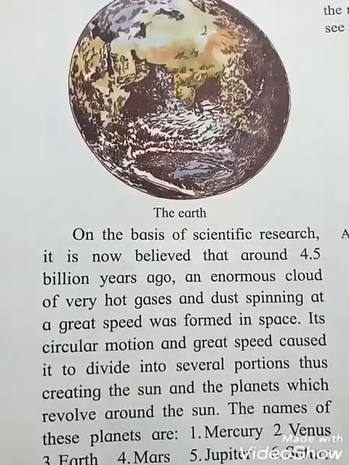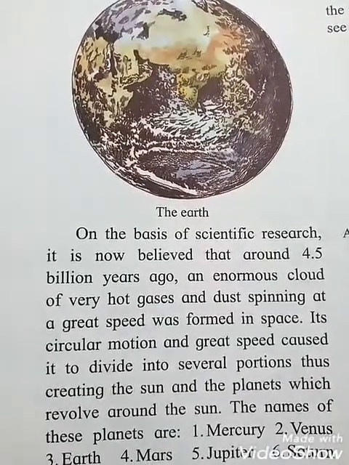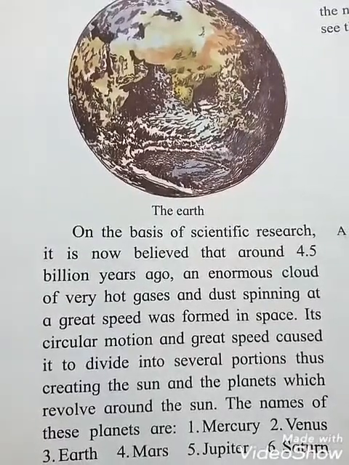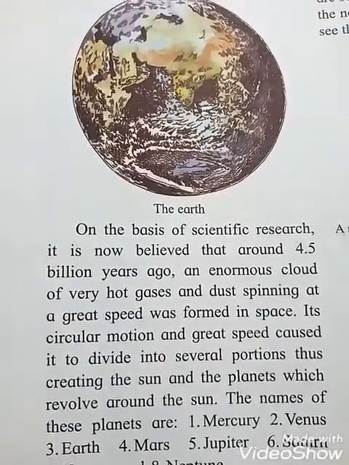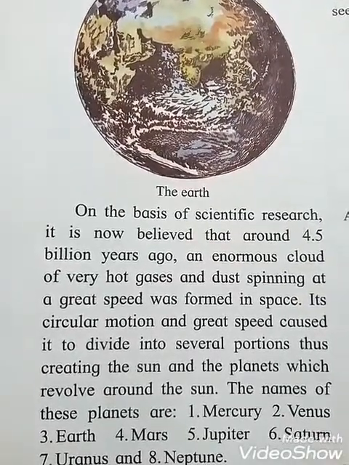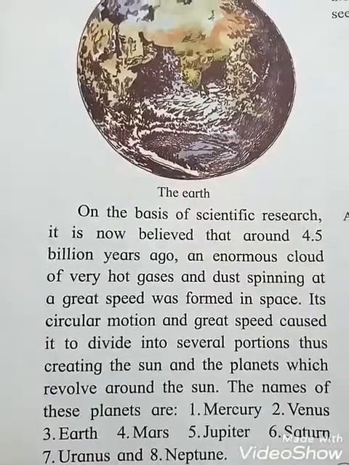Students, the earth is always making movement. So in this way, its circular motion and great speed caused it to divide into several portions, thus creating the sun and the planets which revolve around the sun. Earth revolves around the sun.